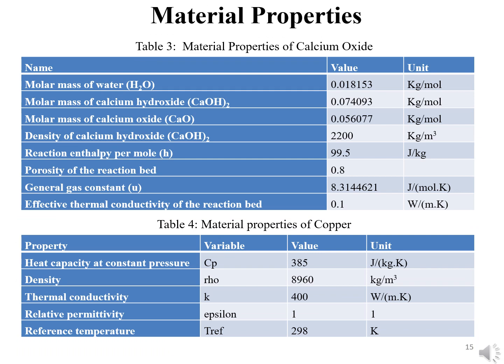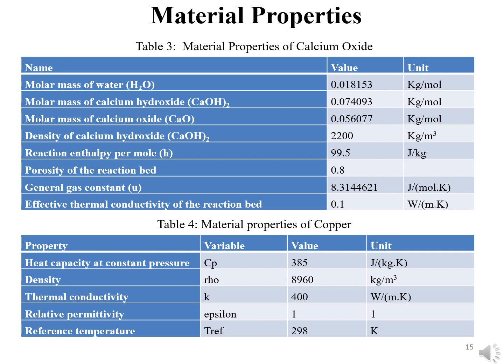So now let's jump on to the next slide, which is about the material properties. As we all know, selecting the best material for the thermochemical heat energy storage is a very important factor, and in our thermochemical heat energy storage we chose calcium oxide. So table 3 shows the material properties of calcium oxide. As we can see in this table, the molar mass of water, calcium hydroxide and calcium oxide is 0.018153 kg per mole, then 0.074093 kg per mole, and then 0.056077 kg per mole, and all the properties are mentioned in this table.